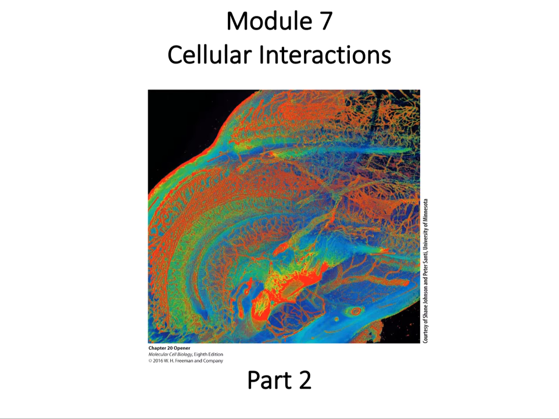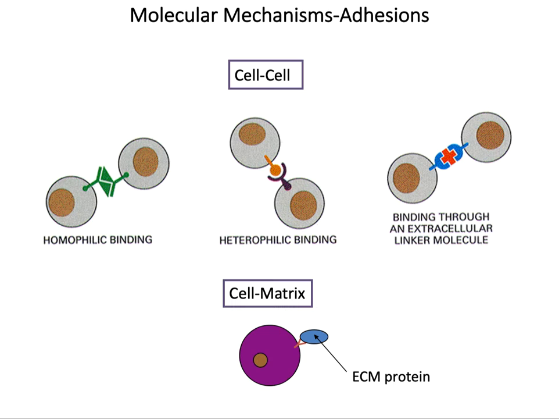Module 7, Cellular Interactions, Part 2. In the first part of this topic, we talked about three major types of junctions that are formed between cells: occluding junctions, anchoring junctions, and gap junctions. In Part 2, we are going to talk about some of the molecular mechanisms that form these junctions and some of the important proteins in these junctions.